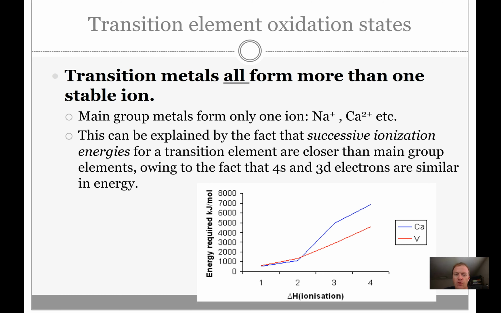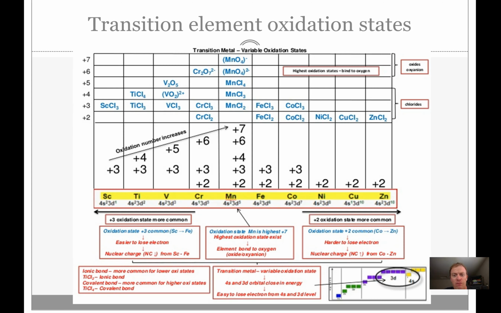So basically what that means is it gives us more options. Vanadium can have several oxidation states. It doesn't take quite as much energy to take that next electron away. So it allows for there to be more oxidation states in the different transition elements.